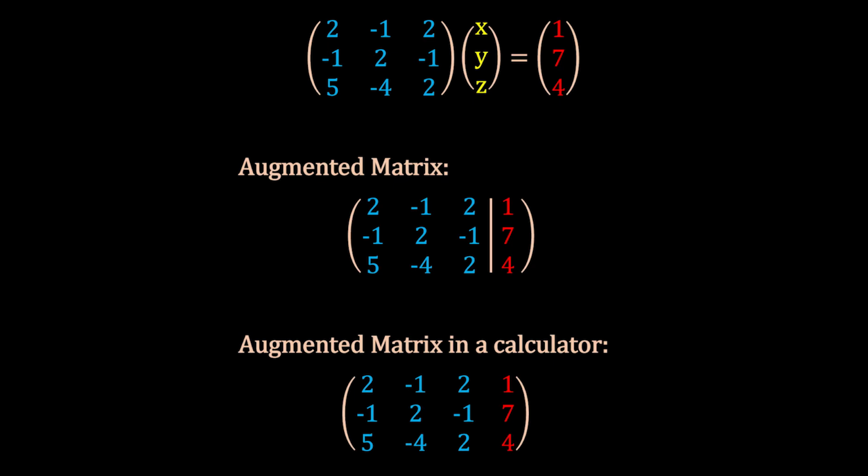And after we turn something into an augmented matrix, we have to make the left-hand side, the blue side, the coefficient matrix, into an identity matrix. Remember what that is. It's where we have ones all across the diagonal and zeros everywhere else. In our effort to do that, the right-hand side, the red column vector, its numbers will change and turn into our answers.